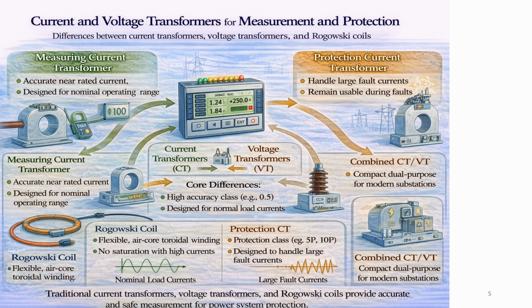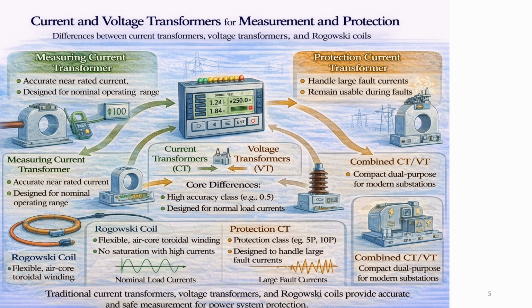Now we look at current and voltage measuring transformers in more detail. Measuring transformers divide into current transformers and voltage transformers. The most widely used are current transformers and voltage transformers. Current transformers divide by purpose into measuring current transformers and protection transformers. The difference lies mainly in magnetic behavior.